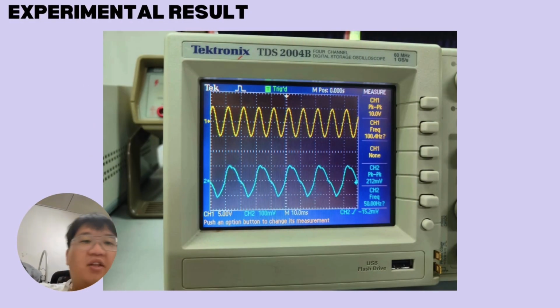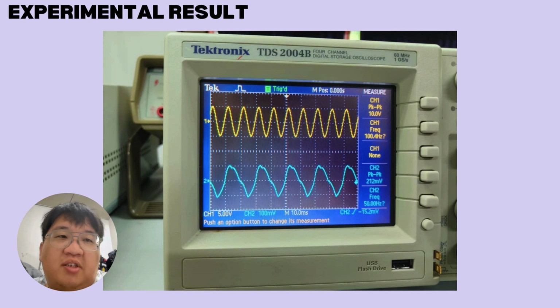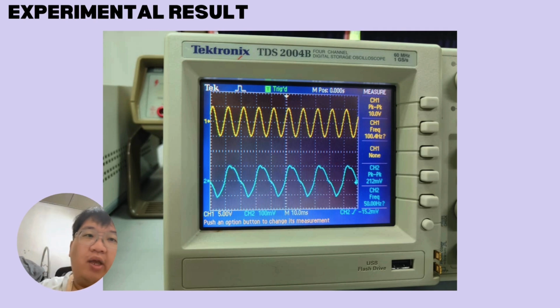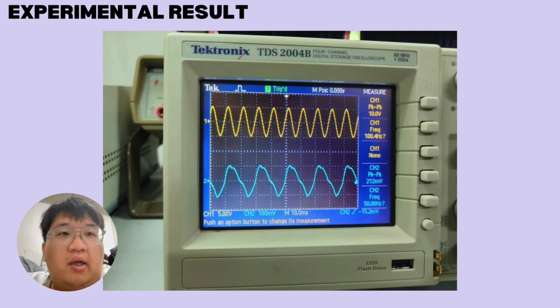Hi guys, I am Valentine Teodigno. My matric number is CE210010. We are from group 6 and today I'll present our experimental result for this project.